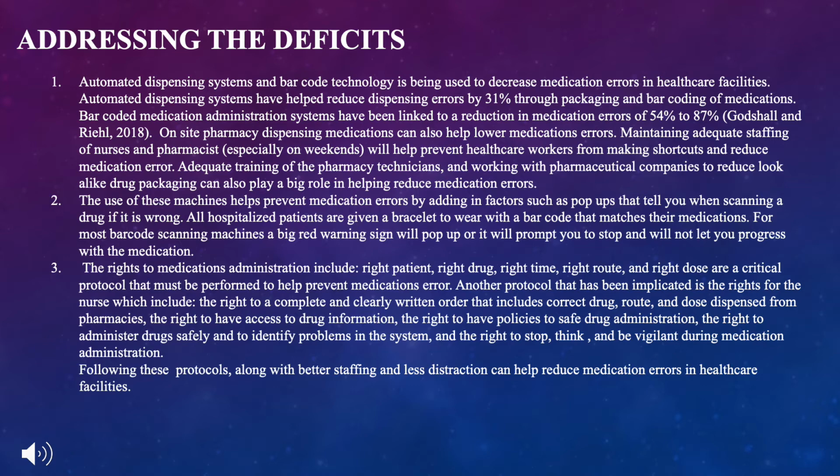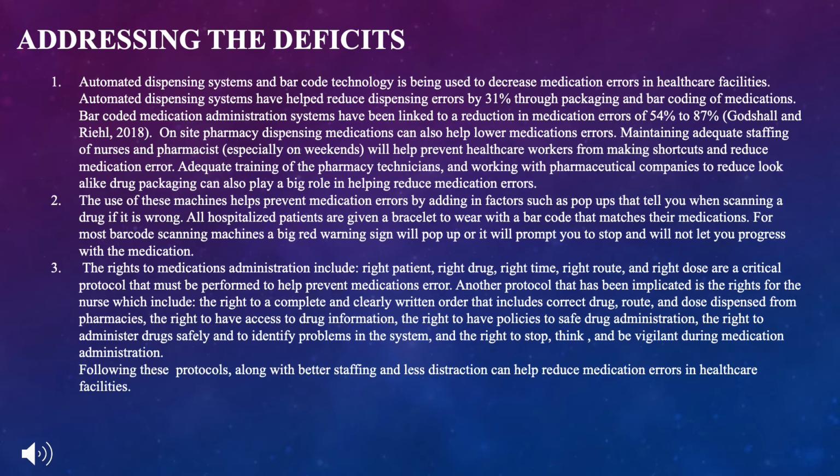On-site pharmacy dispensing medications can also help lower medication errors. Maintaining adequate staffing of nurses and pharmacists, especially on the weekends, will help prevent healthcare workers from making shortcuts and reduce medication errors also. Adequate training of the pharmacy technician and working with pharmaceutical companies to reduce look-alike drug packaging also can play a big role in helping the reduction of medication errors.